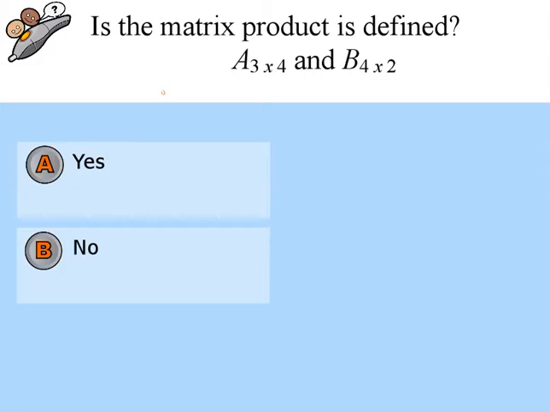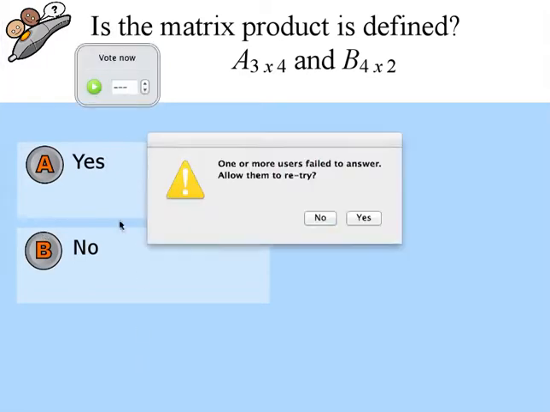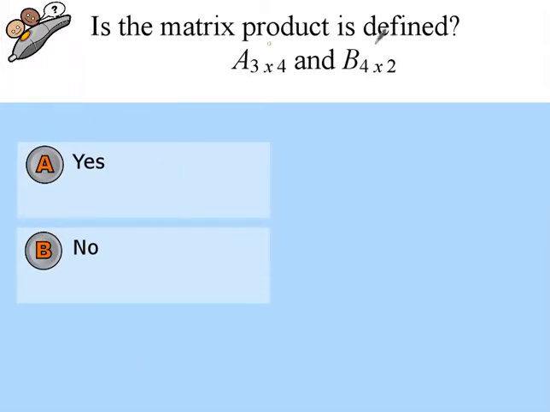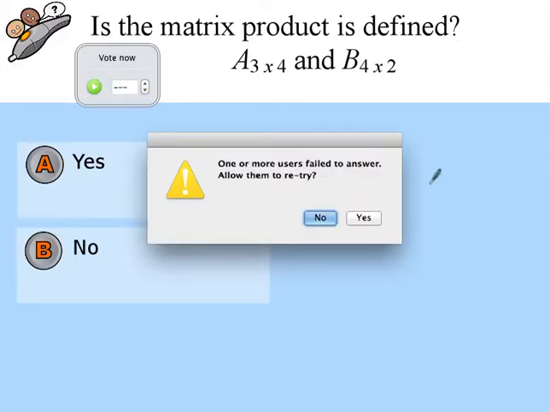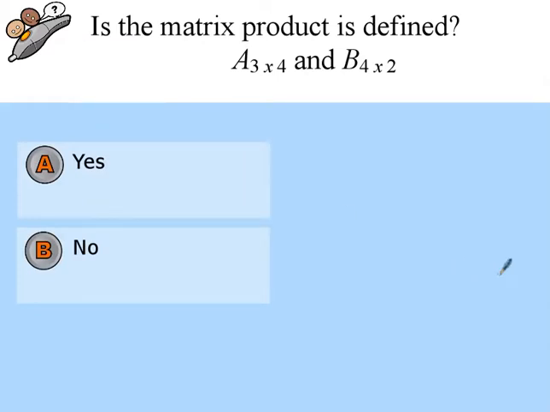Yes. This top has two digits. It is yes. Okay, anyway, is it defined, yes or no? Yes. Okay, and what is your resulting answer going to be? A 3 by 2. Okay?